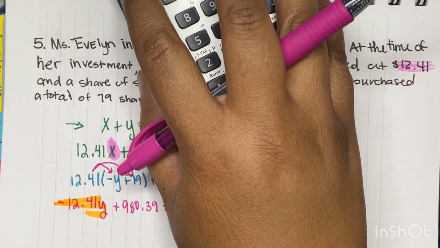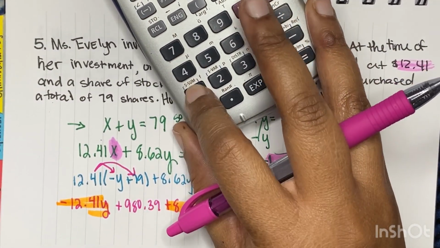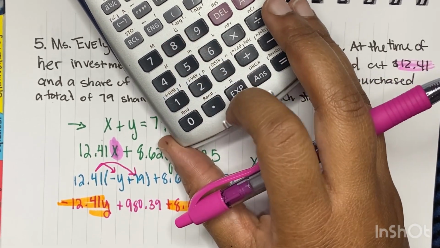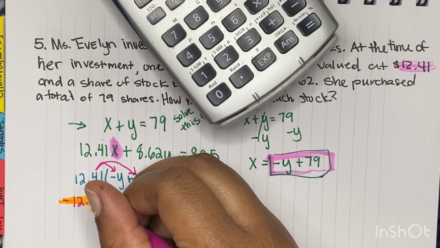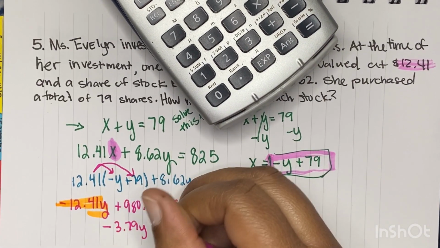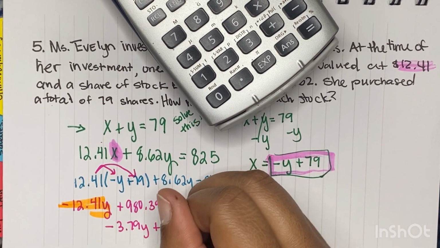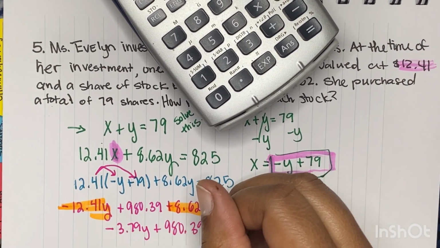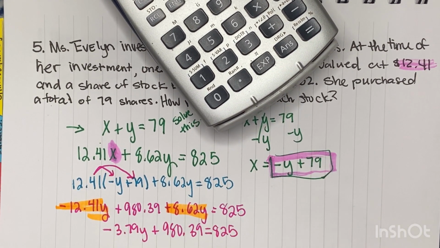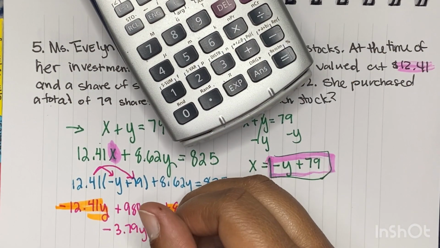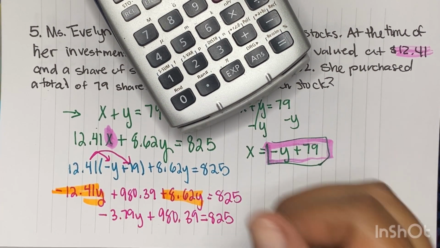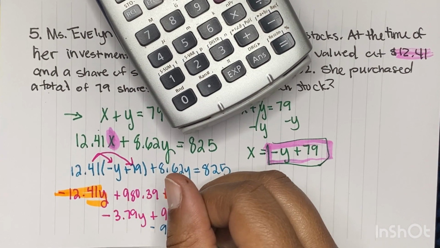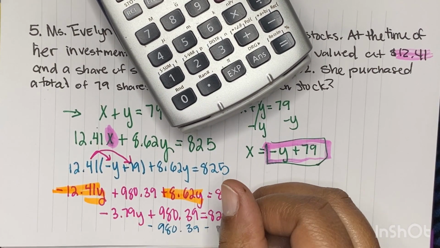So we're going to put that in the calculator. We're going to put negative 12.41 plus 8.62. And we get a negative 3.79Y plus 980.39 equals 825. Now, how do we get this positive to the other side? We're going to do the opposite, if you're saying it in your head, subtract. Beautiful. So we're going to subtract 980.39 from both sides.